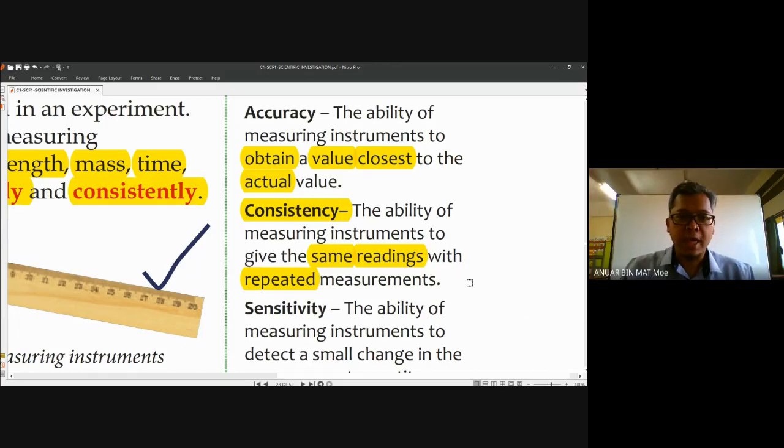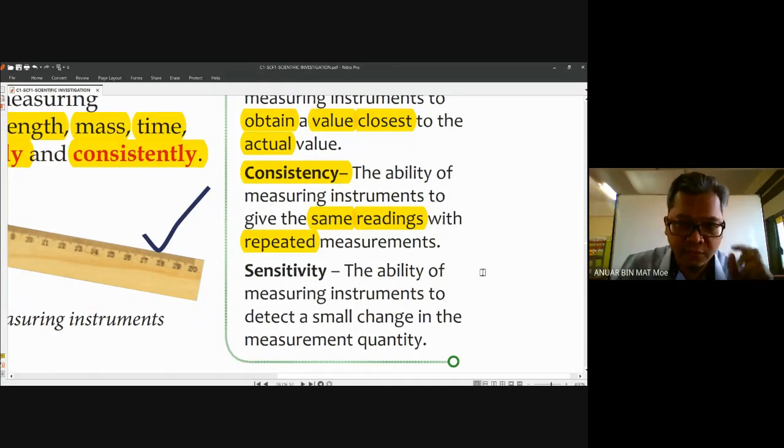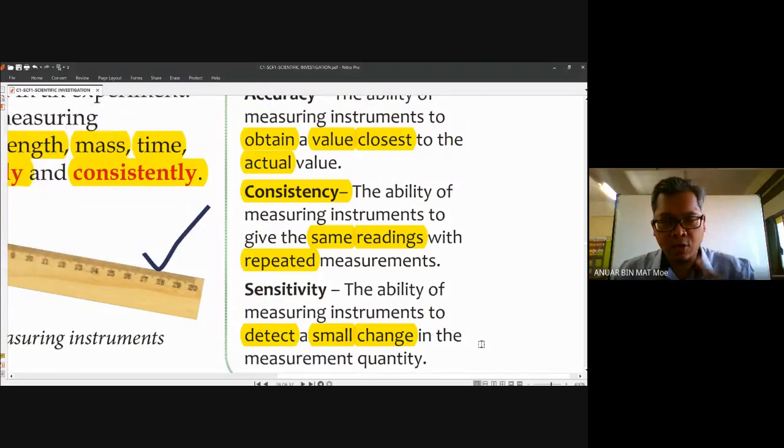And then sensitivity. What does sensitivity mean? To detect a small change in the measured quantity. I will go through this later, because sensitivity means if you want to measure the object more accurately, maybe in millimeter, not in centimeter. After the centimeter is millimeter, right? So 1 centimeter equals 10 millimeter, and then 1 millimeter equals what? That is what we call sensitivity, the smallest value.